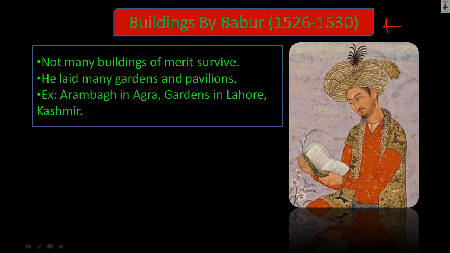So let us first begin by looking at the buildings built by Babur, the first Mughal emperor in India. He had a very short rule of only about 4 years. So naturally he was more involved with establishing the empire and then protecting it. If someone is so busy, he will definitely not have time to build buildings. So not many of his buildings survive today, but he had a passion for laying gardens, and we can see some gardens which Babur built, that is in Arambagh in Agra, and some gardens in Lahore and Kashmir.